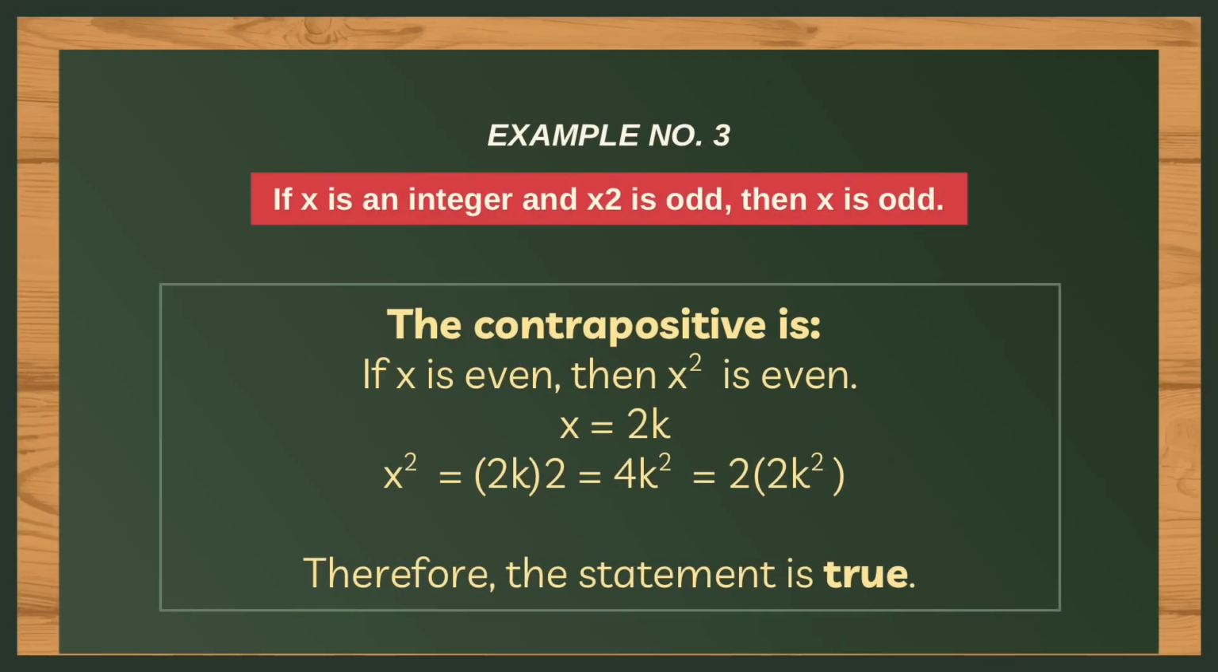Example number 3. If x is an integer and x² is odd, then x is odd. The contrapositive is, if x is even, then x² is even. X will be replaced again by 2k, and the answer is 4k². Therefore, the statement is true.